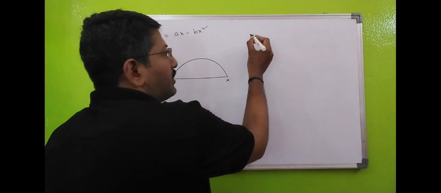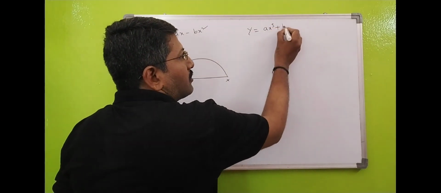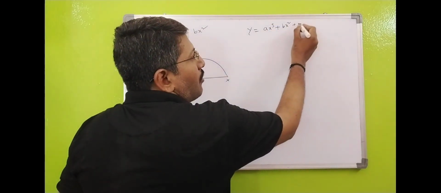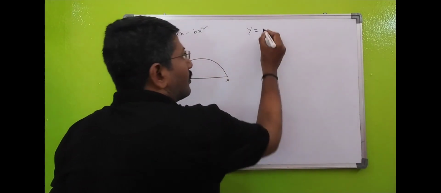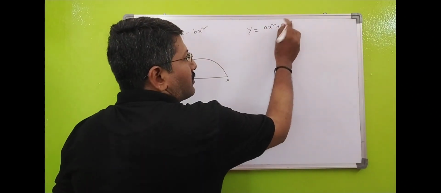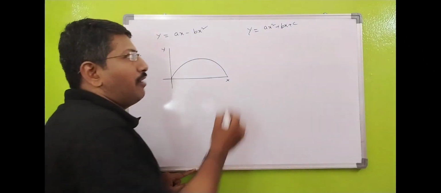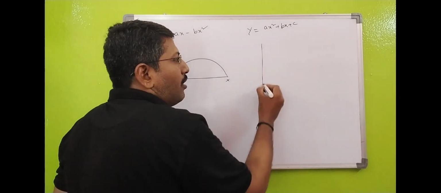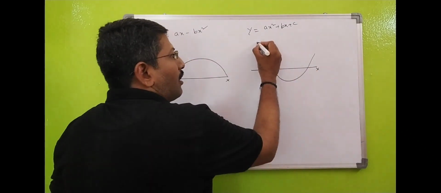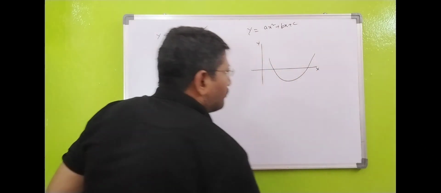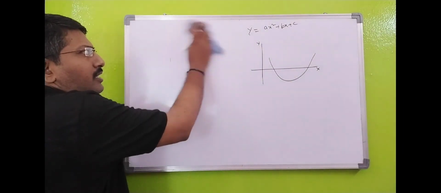At the same time, if anybody asks the question y = ax² + bx + c, what is the nature of the graph? If anybody asks like this, you will get a parabolic path like this only. So this is the nature of the graph. Okay. Next, you observe very carefully. I am simply telling basic concepts and basic principles.